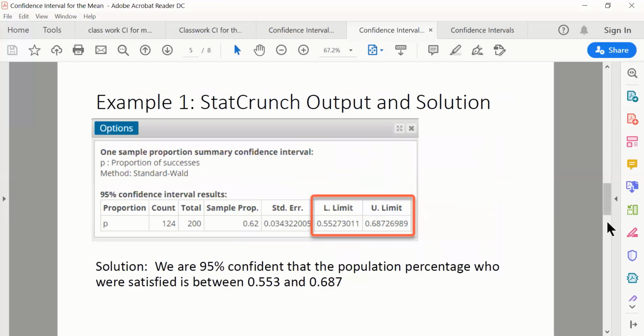So the output looks almost the same, except it's talking about a proportion. It tells us again the upper and the lower limit, which is what we're looking for. It also reminds you of what you put in for x and for n, so in case you type something in wrong, you can always check one more time that you put the right numbers there. It also tells you your p-hat, so you don't have to calculate it yourself, of 0.62. We won't be using the standard error of the proportion. Okay, and then the sentence: we are 95% confident that the population percentage who were satisfied is between 0.553 and 0.687.